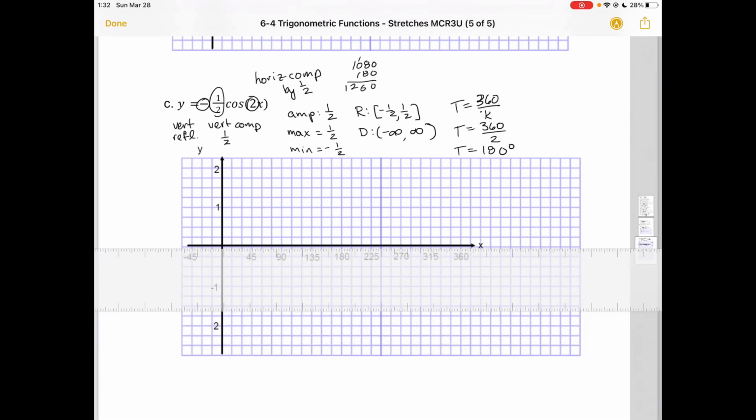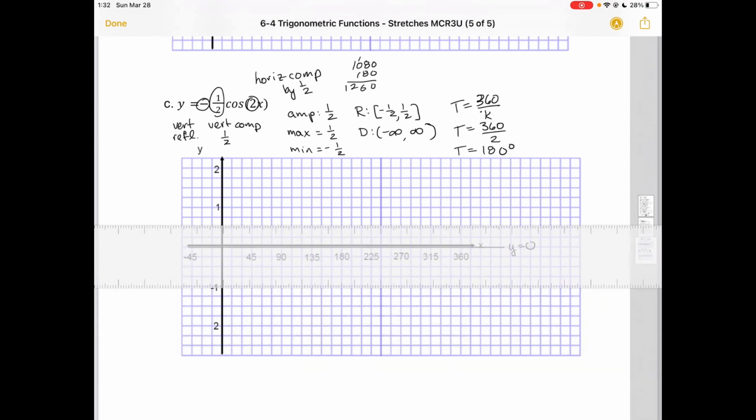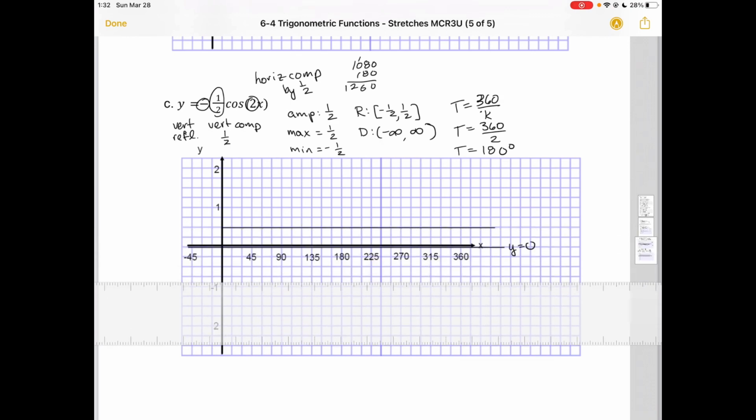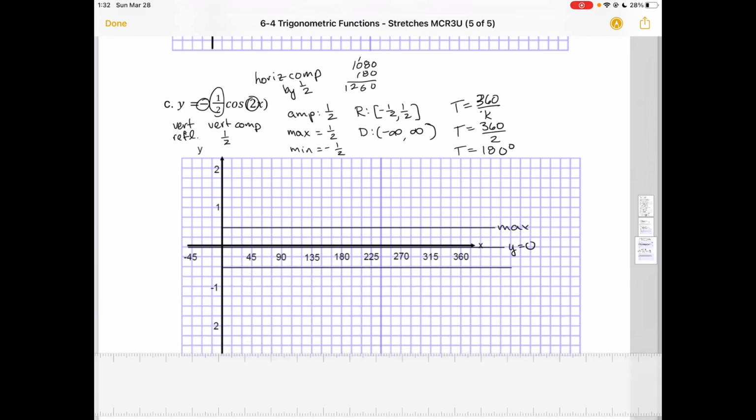So I'm going to start off the same way. I'm going to draw my equation for the midline at y = 0, my equation for the maximum at y = 1/2, and my equation for the minimum at y = -1/2. So my maximum line and my minimum line. Now my starting point normally for cosine is at a maximum, which would be right here. But I notice I also have a vertical reflection, so that means my starting point is now going to be down here at 0 and -1/2. My ending point is the same. It's now going to be a minimum value.